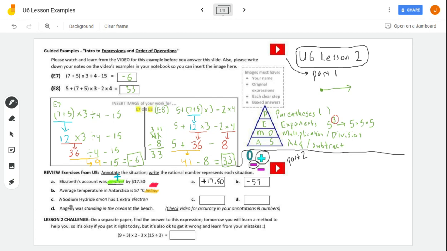All right, next one. A sodium hydride anion, that's how you pronounce this, anion, has one extra electron. All right, so if I had italicized the word extra, one might think, oh, extra, that's a positive thing. That means you have more of something.